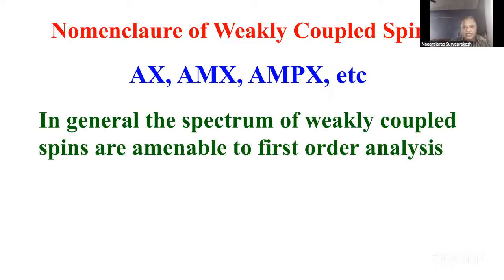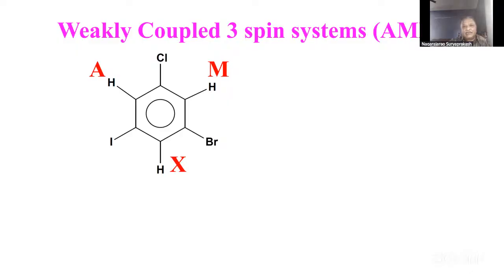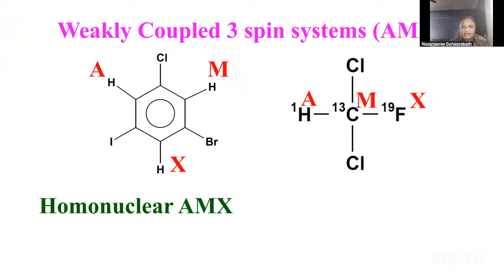Okay. Now, for example, if I consider a spectrum like this, I will call it A, M and X. A and M and X means they are weakly coupled. That means the chemical shift of this proton is very much different from this, and it is very much different from this. All the 3 protons are weakly coupled. Okay, this is what it is.